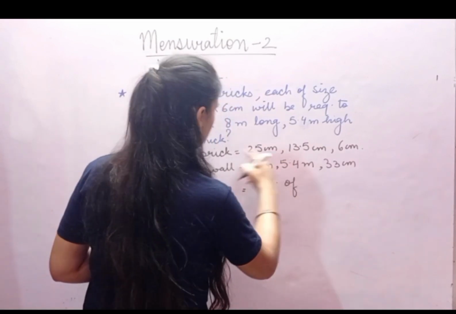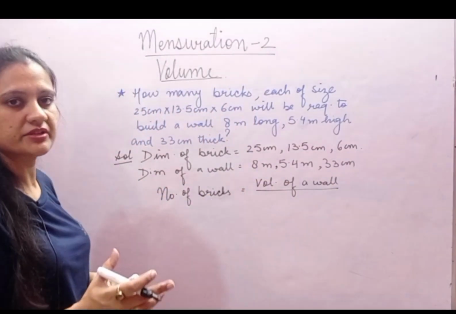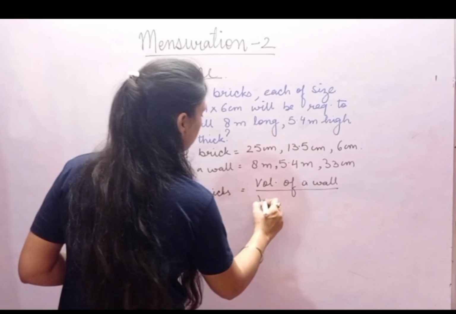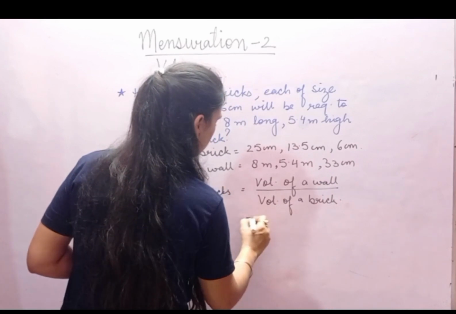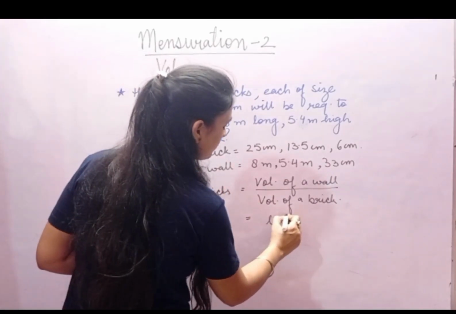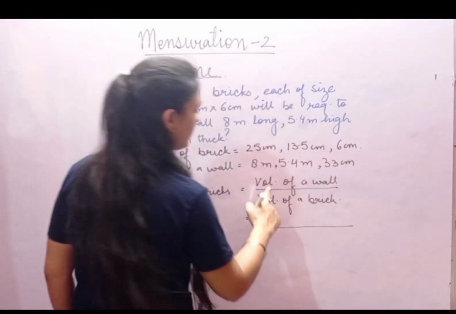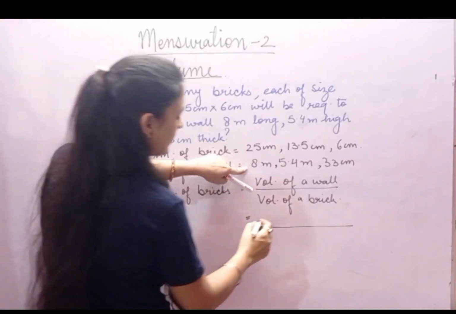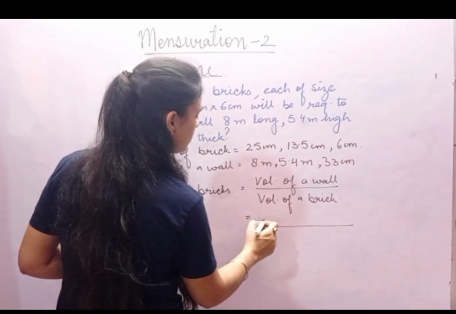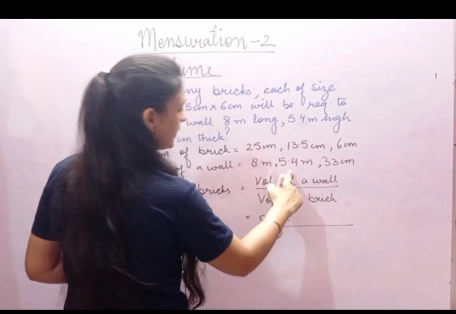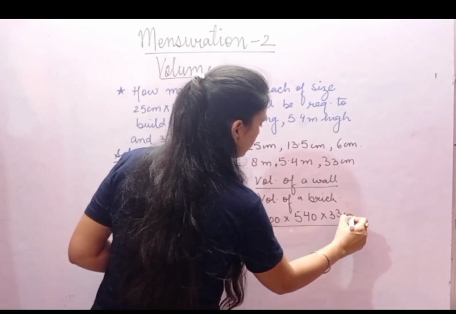Volume of a wall, and we can easily see that different dimensions are given, means it is a cuboid. And volume of a brick, right? So volume of wall is L into B into H, the same formula for the brick. So let us put the values. Volume of a wall is 8 meter. It is better to convert into centimeters, so 8 meter means 800 centimeter. Then 5.4 meter means 540 centimeter, and 33 is already in centimeter, right?